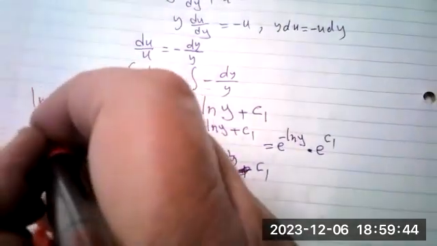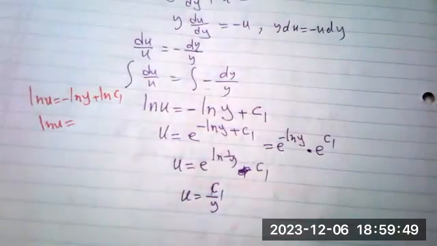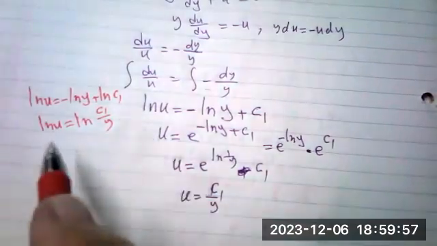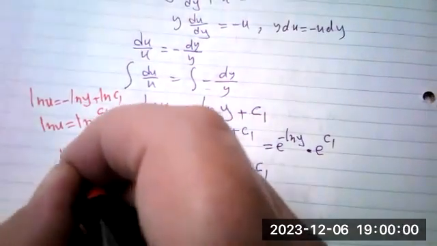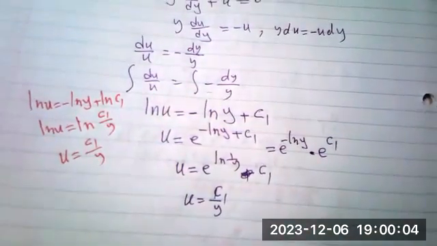Okay. Now this is going to be ln of u. This is a difference of 2 ln. The difference, we change it to the quotient, remember? So it's going to be ln of c1 over y. Use the one-to-one property of the ln. u would be c1 over y. So two different methods, you arrive at the same one.